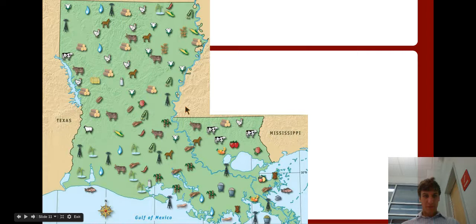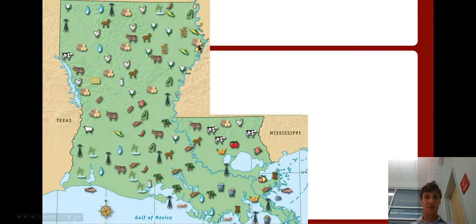Almost the last one, but not quite. This map is missing something for us to understand what's going on here. You've got all these different pictures. It's showing the different resources that are in each of the areas in Louisiana. And so we're showing what's produced in each of those places. But in order to understand this map, we need something else.